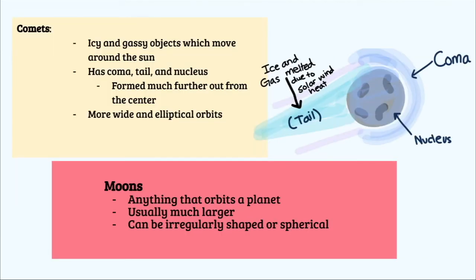Planetesimals can also form comets, which are icy and gassy objects that move around the sun. They have a coma, tail, and nucleus, and they form much further out from the center of the solar system, and they have wide and elliptical orbits. Planetesimals can also form moons, which are anything that orbit a planet, and they're usually much larger than asteroids, or they can be asteroids, and they can be irregularly shaped or spherical.